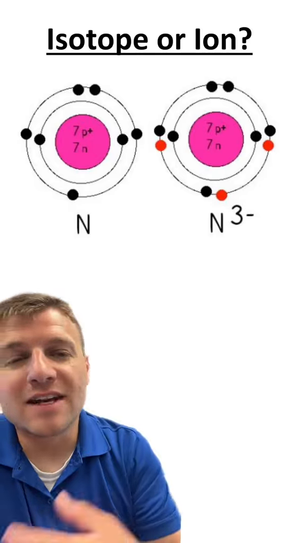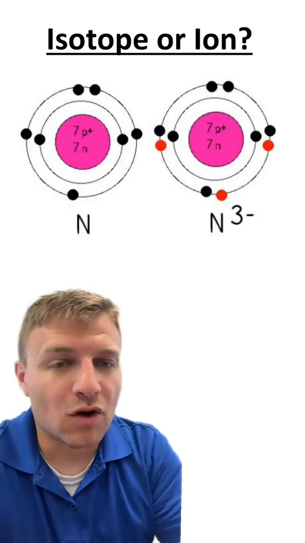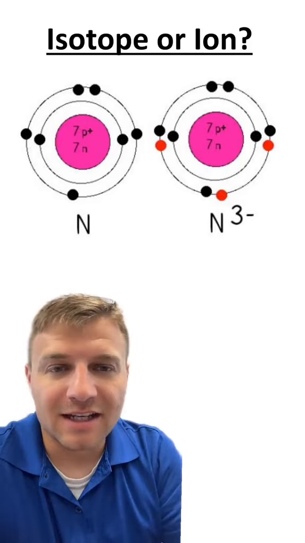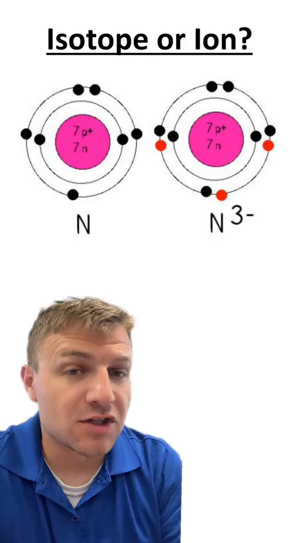This is an example of an ion since there are extra electrons in the orbitals. And that's also because it has a -3 charge. There are 3 extra negative charges for this atom.